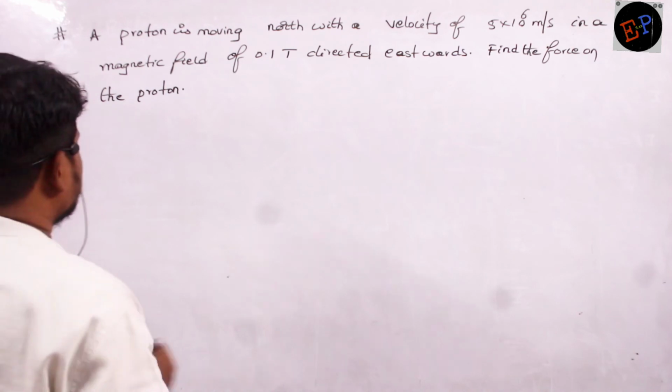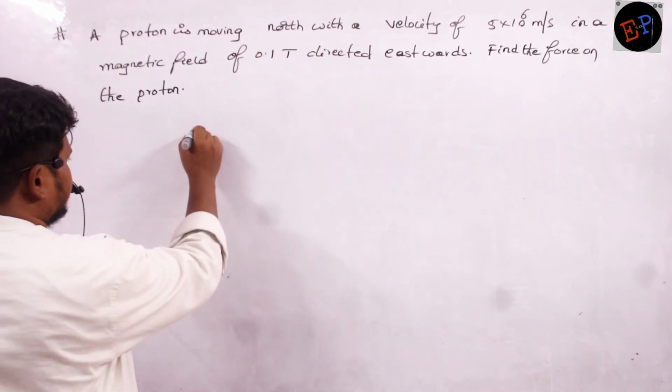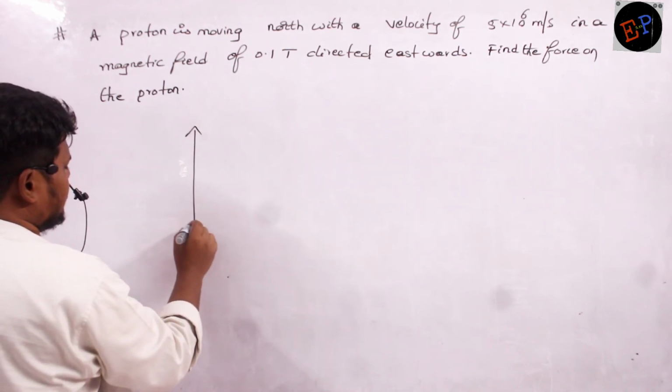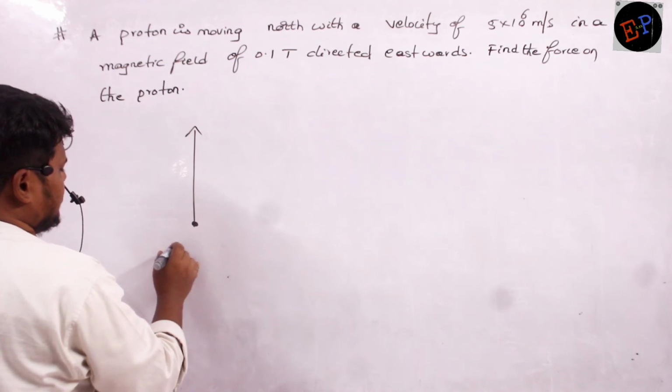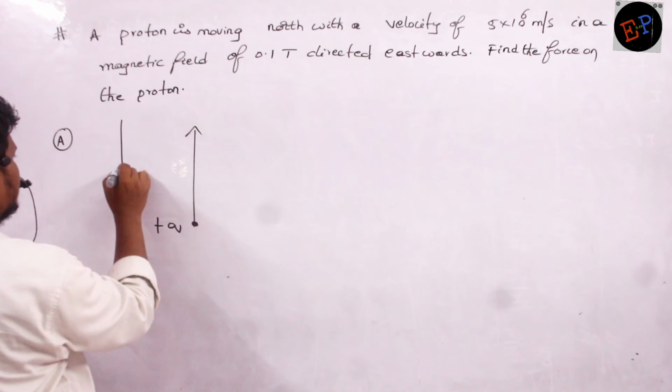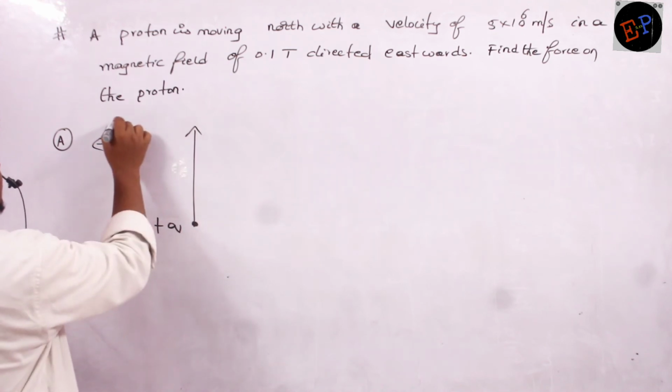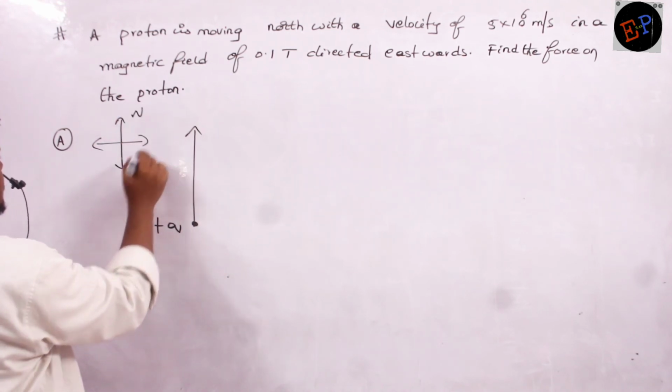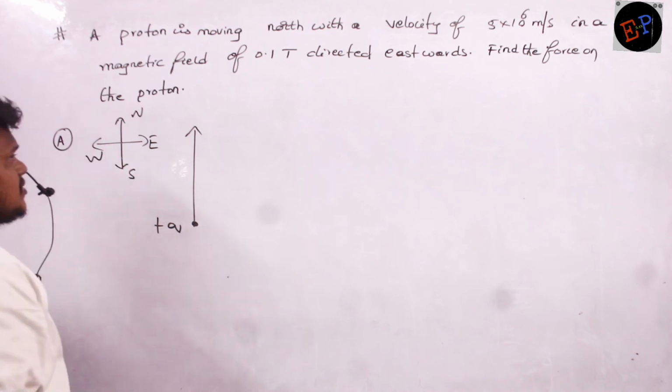This is the question. A proton is moving northwards. Proton is what kind of charge? Positive charge, no? So it is moving in this direction. Consider this as the north, south, east and west directions.